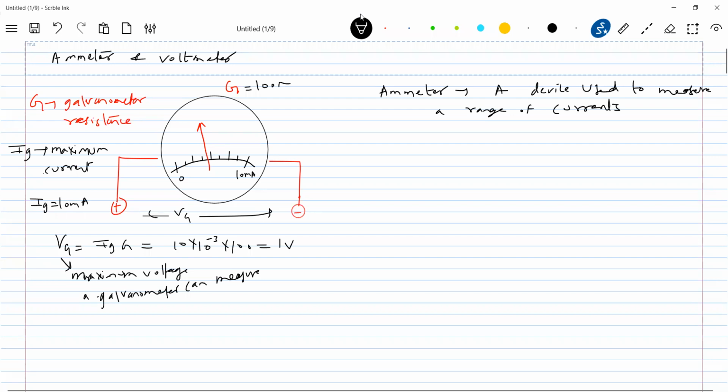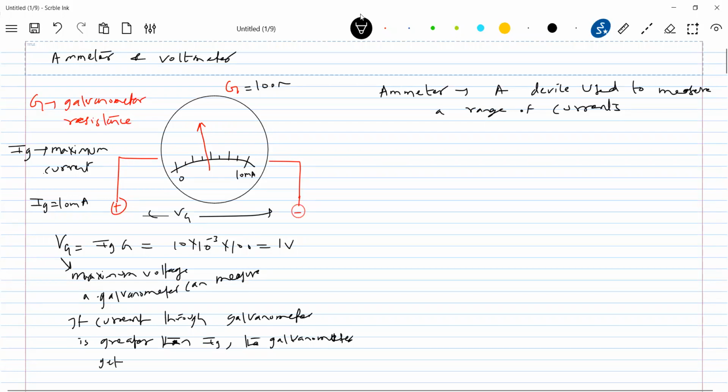I'll put here, if the current through the galvanometer is greater than Ig, the galvanometer is damaged, in the sense that the pointer itself will not return back to zero.